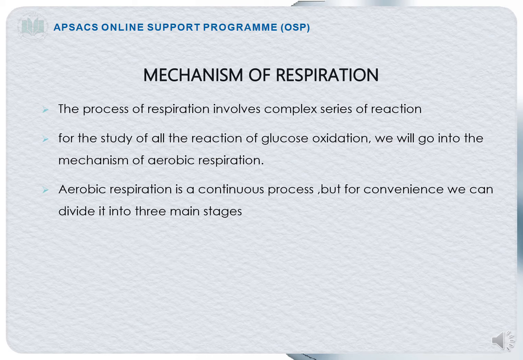Aerobic respiration is a continuous process, but for convenience we can divide it into three main stages: glycolysis, Krebs cycle, and electron transport chain. Now we will discuss each and every stage in detail.